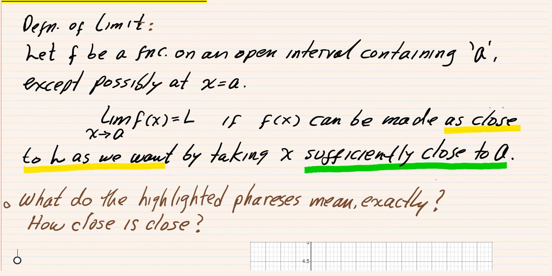Now, something in this definition that we were kind of vague about, and didn't really define precisely, were these highlighted phrases that I have. We said that f of x can be made as close as to L. Or what do you mean by as close as to L? And we also mentioned we can achieve that by making x sufficiently close to a. Well, what do you mean by sufficiently close? How sufficient is sufficient? So that's what we want to address in this lecture.